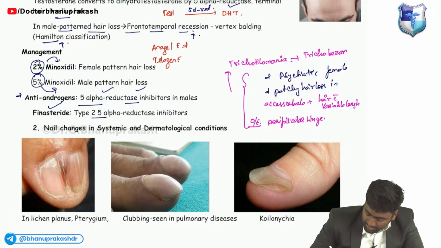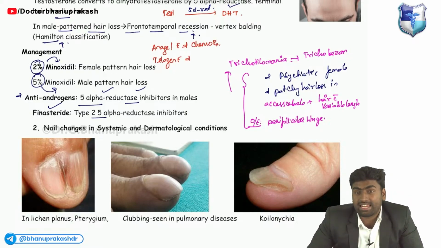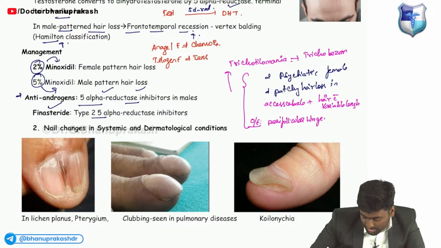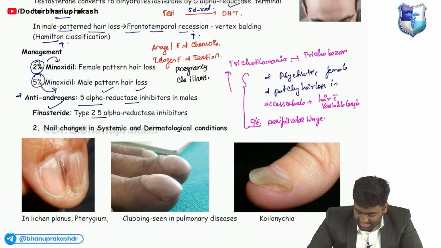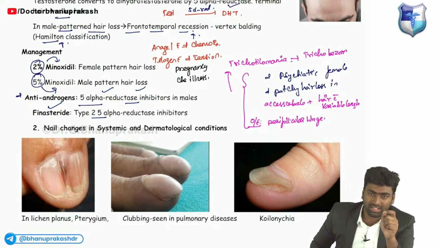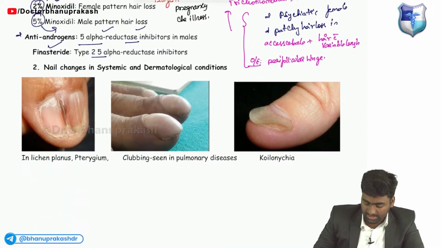Anagen effluvium will happen in a case of chemotherapy, whereas telogen effluvium will happen in cases of stress, for example during pregnancy or where there is a chronic illness. In such cases, telogen effluvium will happen. So telogen happens with stress, and anagen effluvium happens in a case of chemotherapy, especially. Remember this. Yeah, good guys.